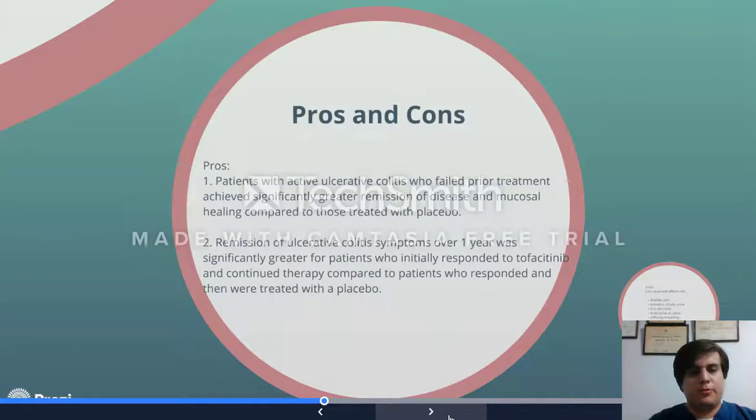Pros and cons. Pros, we have 2 points. First, patients with active ulcerative colitis who failed prior treatment achieved significantly greater remission of disease and mucosal healing compared to those treated with placebo. And second, remission of ulcerative colitis symptoms over 1 year was significantly greater for patients who initially responded to tofacitinib and continued therapy, compared to patients who responded and were then treated with a placebo.